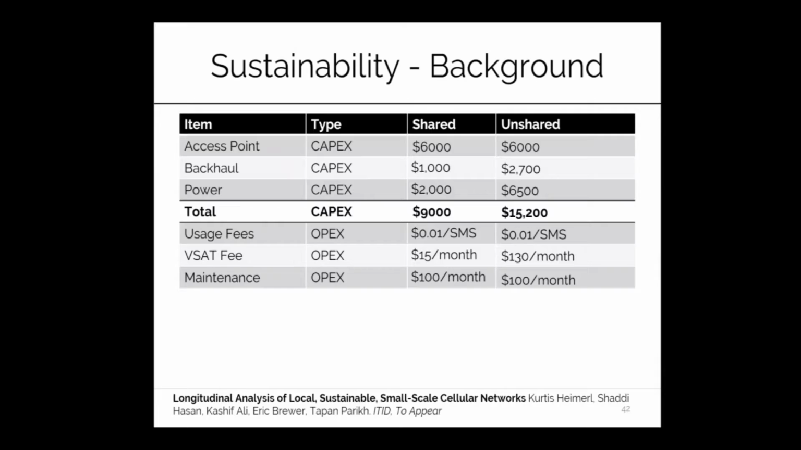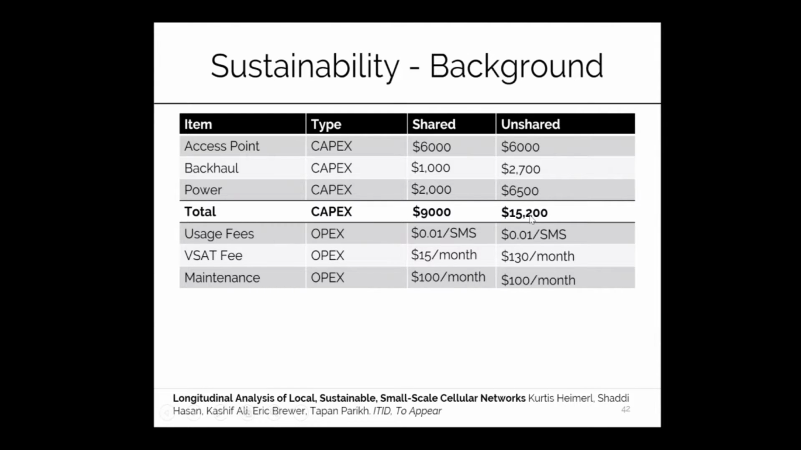So this is a graph of the two models we did for the broader sustainability story. The first you can see right here is the shared model. This is assuming we pay just a portion of the internet, just a portion of the power, in which case our total capital expenditure is around $9,000. For the unshared model, we buy everything. Install a new VSAT, install new solar panels, all of this stuff. At that point, our cost is $15,000.